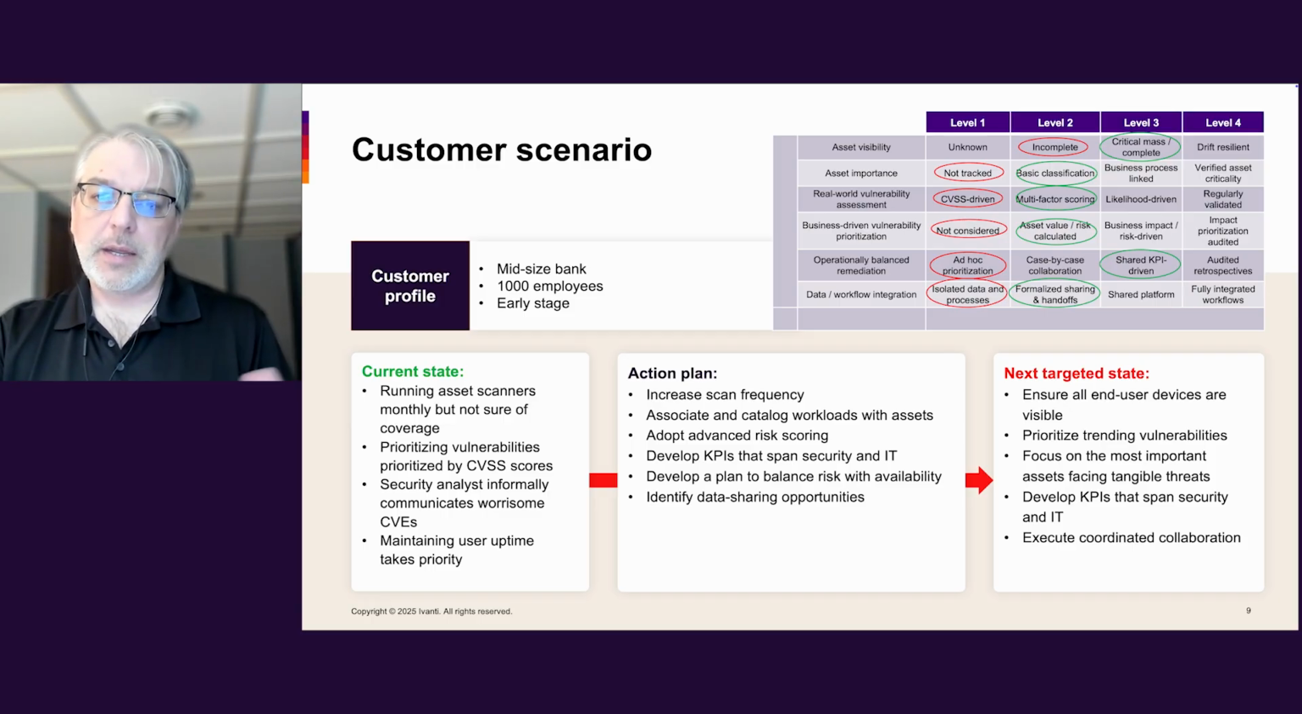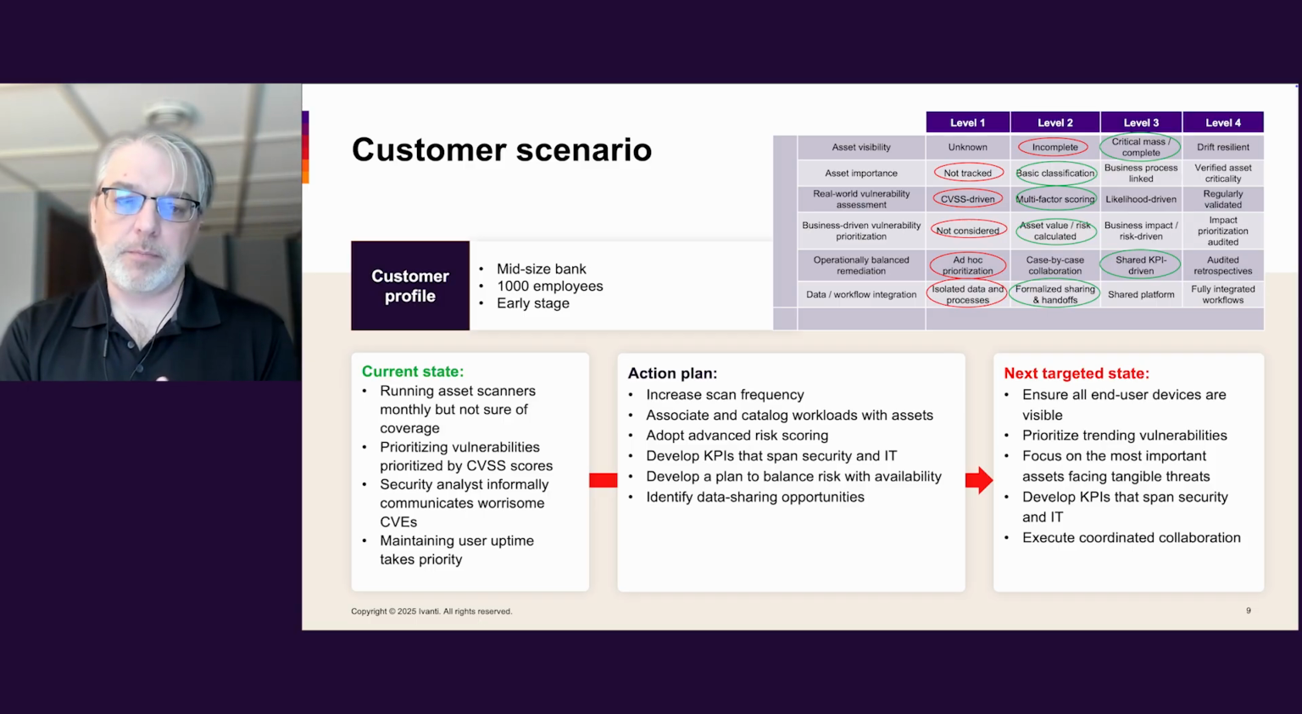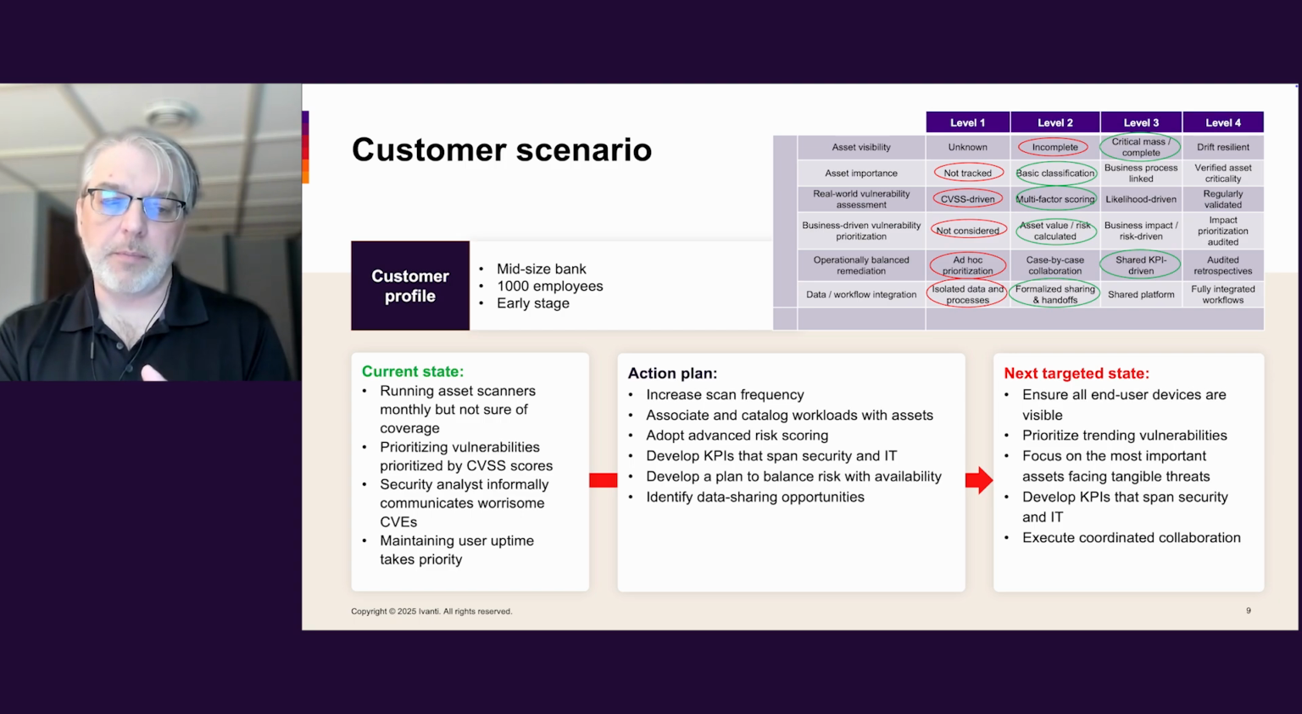CVSS driven, again, they're focused on traditional metrics like CVSS and vendor severity today, and they don't have any business driven vulnerability prioritization other than some security driven prioritization around a very notable CVE that needs to be resolved quickly. So they're doing more of an ad hoc prioritization today.